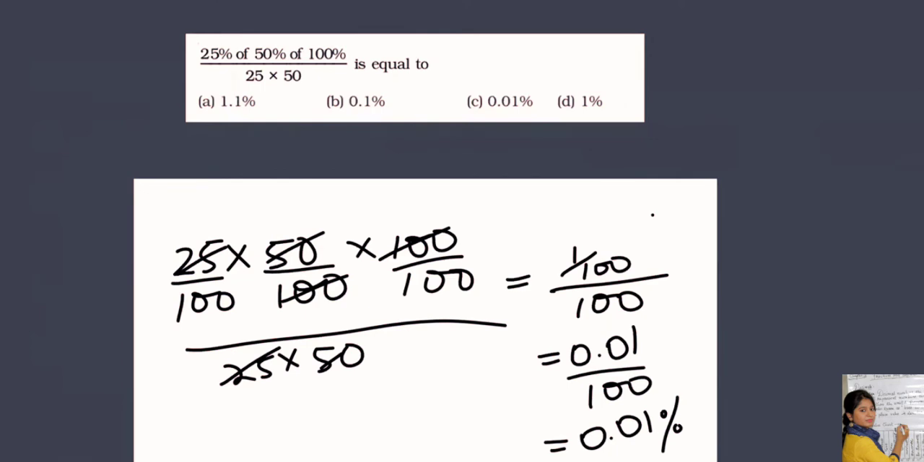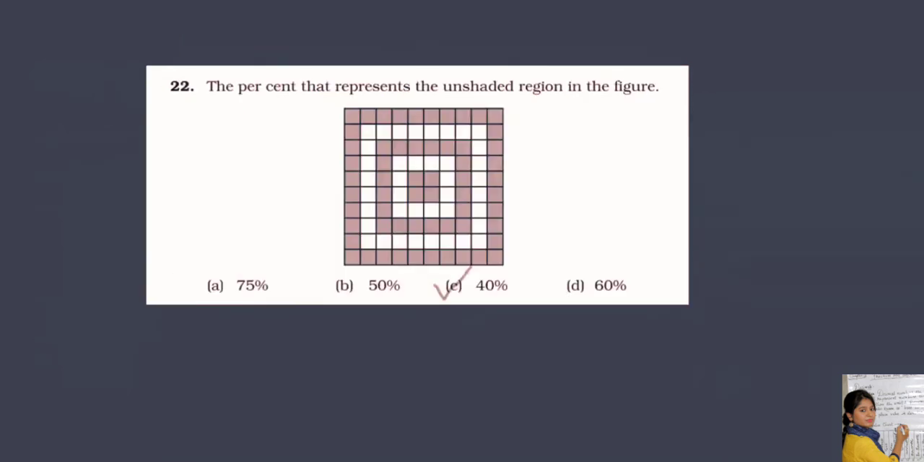So as I told, whenever you are seeing any percentage sign, just divide it by 100. So 25% can be written as 25 over 100. In place of 'of' we will write into. 50% can be written as 50 upon 100, again into, and 100% upon 100. After solving, you can see we will get 0.01%. It means that option C is correct.